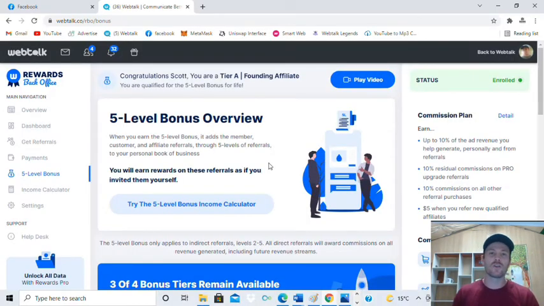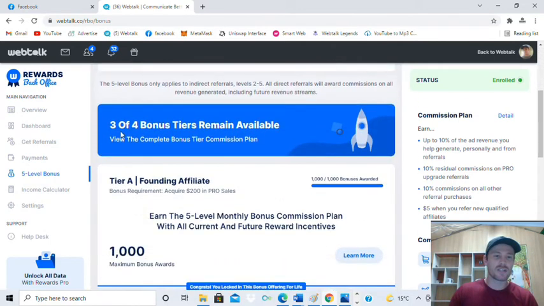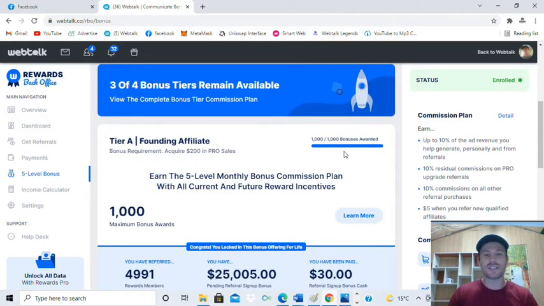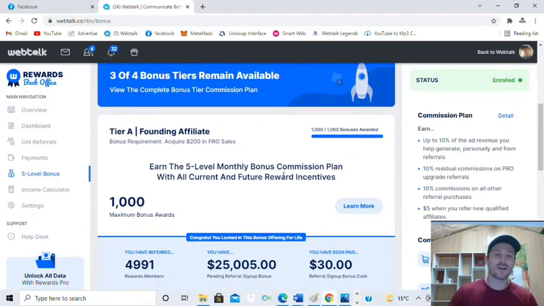Okay, so first we're going to talk about the limited spots. So what are the limited spots? If you want to be following up yourself, you want to be talking about these limited spots, because these limited spots are going to encourage people to actually get in before they run out. So on the 5-level bonus area in your WebTalk back office, if you go down here, you can see 3 out of 4 bonus tiers remain. So the first tier is actually gone. It is filled up. There's no more available for this. So that takes the availability to be able to duplicate what I just showed you down to 110,000 spots.